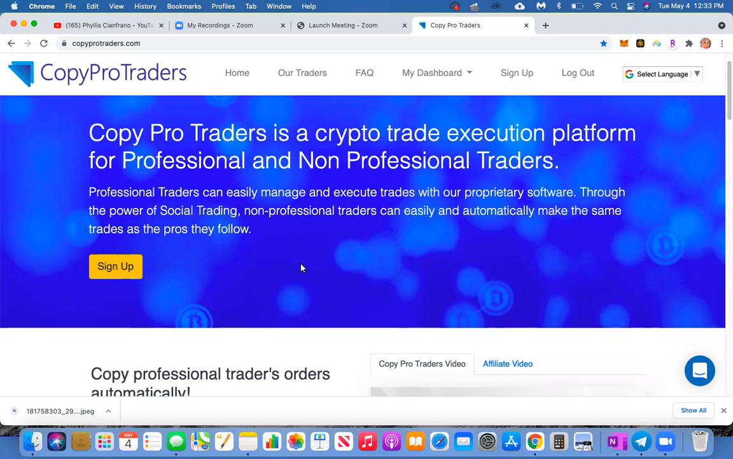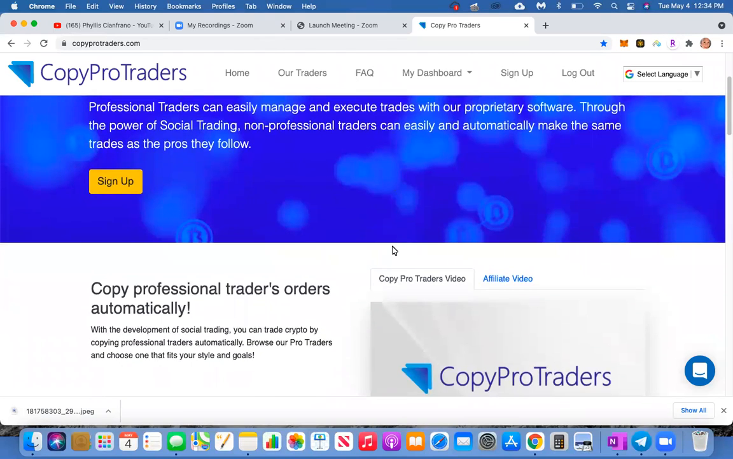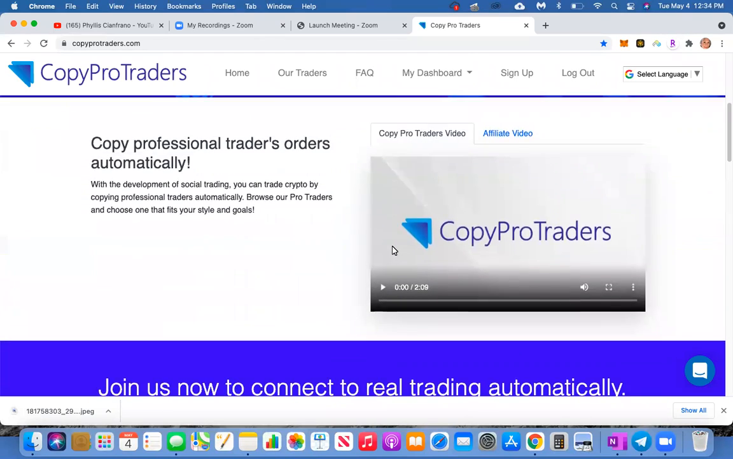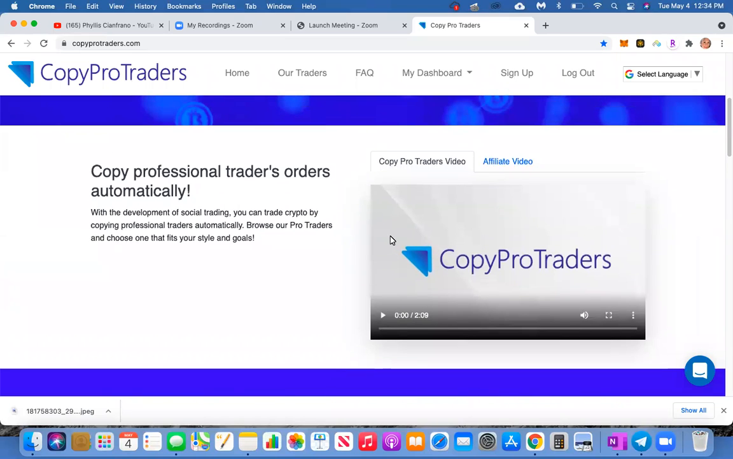Professional traders easily manage and execute your trades with a software program that they use. And it's not a bot. It is a software program, and it's amazing. There's a few ways that you can do it. One, you can be a trader yourself, and you'll be vetted by the company, who look at your portfolio and see what your trades have done. If you want to do it that way, then you can make money by being a trader.